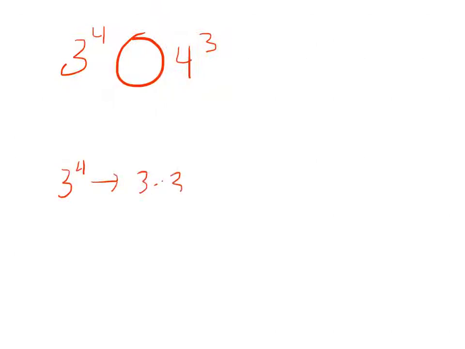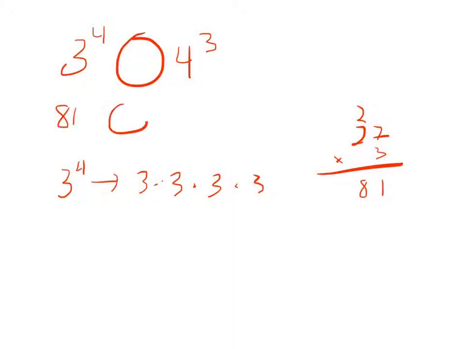Example 1, we've got 3 to the 4th power compared to 4 to the 3rd power. 3 to the 4th is 3 times 3 times 3 times 3. 3 times 3 is 9. 9 times 3 is 27. 27 times 3, it's going to be 21, 6, 7, 8. So this side will be 81 compared to 4 to the 3rd, that's 4 times 4 times 4.